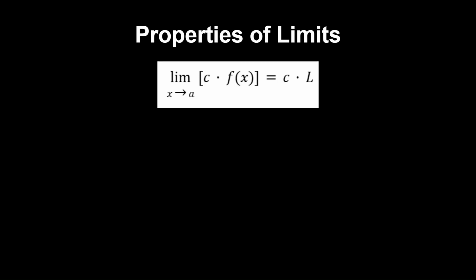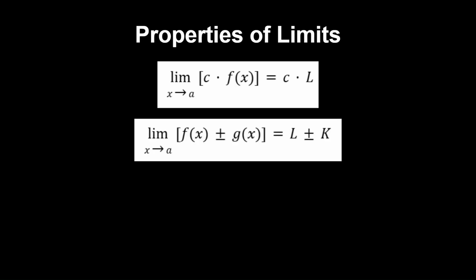So here are some properties of limits. If you have the limit as x approaches a of some constant c times f of x, you can take it individually. The limit as x approaches a of some constant is just going to be that same constant, because the constant is always the same, times the actual limit of f of x. That's the L, the solution. So you just multiply the constant times the solution of your limit as x approaches a of f of x.